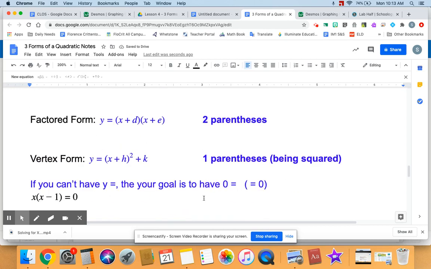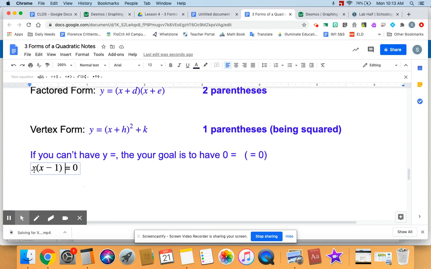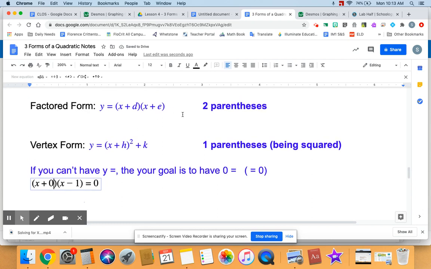Does it have any parentheses? It has 1 parentheses. So is it vertex form? Well, here's the thing. Is that parentheses being squared? Because that's really important for vertex form. Right now it's not, which means we have a secret parentheses around this x. And more than that, what can I always add to x? What's the invisible thing you're adding? 0.